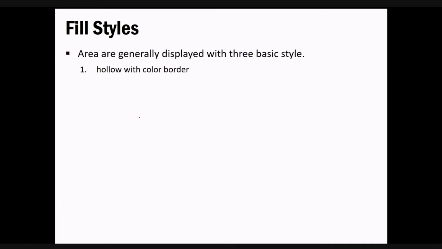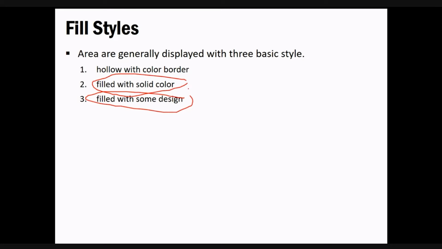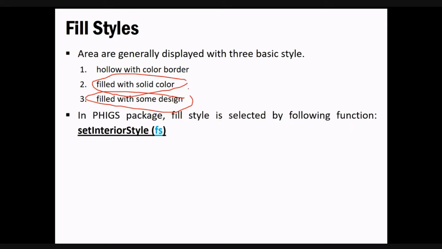First of all we have fill styles. Areas are generally displayed with three basic styles. The very first thing that you already know is hollow with a colored border, or a simple black border. So you can simply keep it hollow with some colored border. Another thing is filled with solid color. This can also be done with fill styles. And then fill it with some specific design. So these are the three things that you can do with the fill styles.